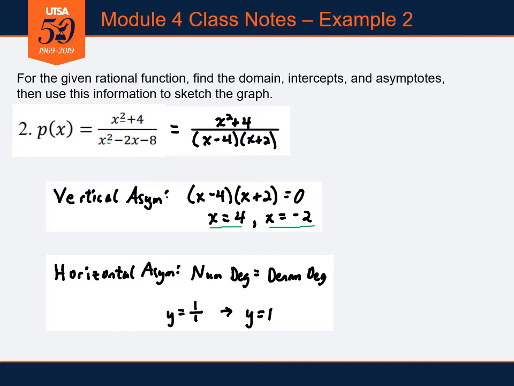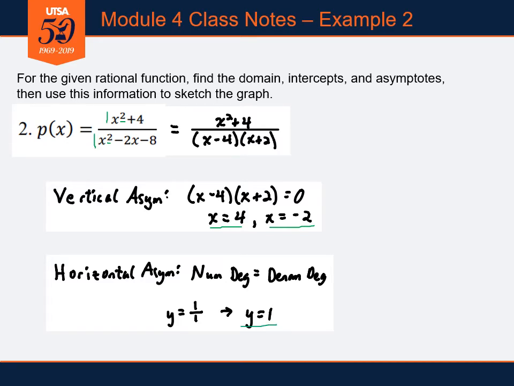And we see the numerator degree and the denominator degree are equal to each other. And so we set up the horizontal asymptote as the fraction of leading coefficients, 1 over 1. 1 over 1, y equals 1 is my horizontal asymptote.